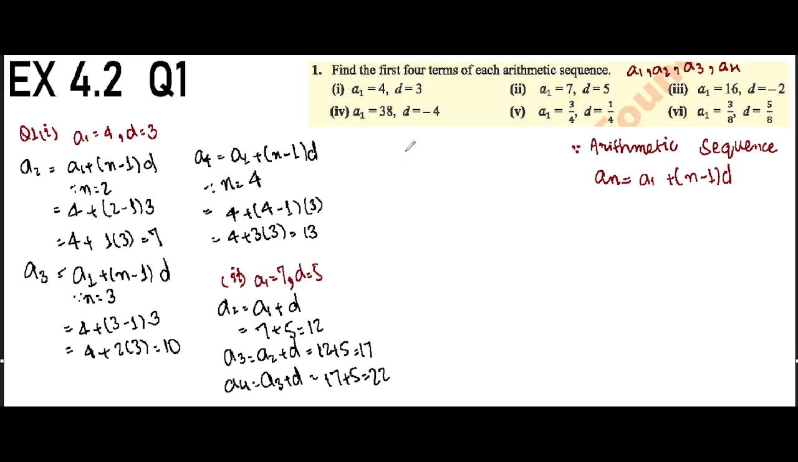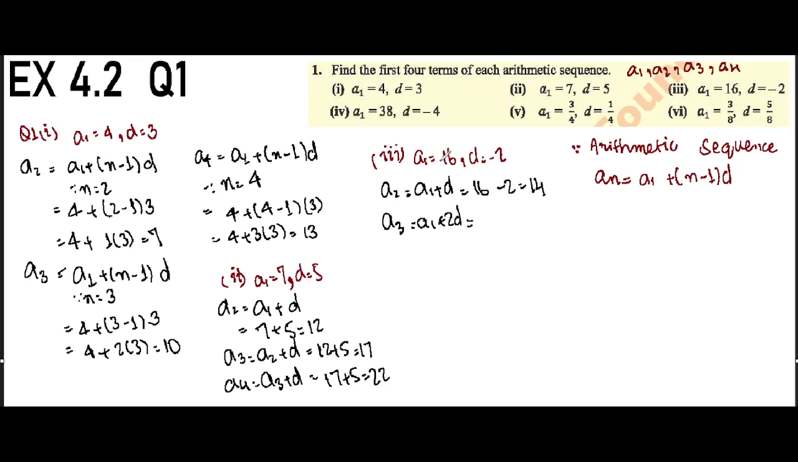Now let's move towards the third part, which is A1 equals 16 and D equals minus 2. This method was extremely lengthy and this was a very small method. So we are going to use this one for the rest of our questions. A2 equals A1 plus D, which is equal to 16 minus 2, which is 14. Here we used A2 plus D, A3 plus D. Now let's use A3 equals A1 plus 2D, this formula for the rest of the values as well, okay?